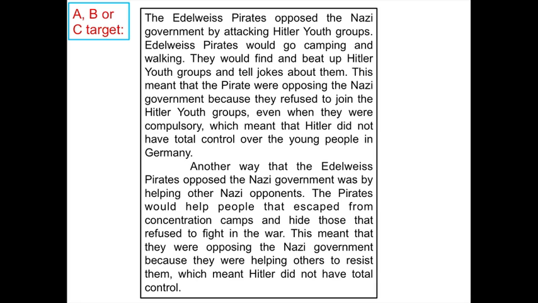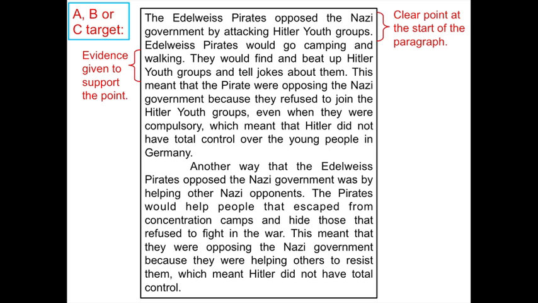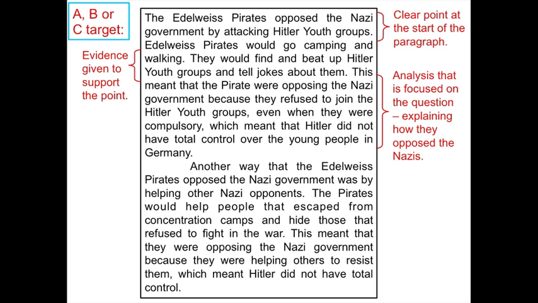The examiner's comments on this answer: they've identified a clear point at the beginning of the paragraph. There's evidence, this person has used their knowledge to describe what the Edelweiss Pirates did. They have then given some analysis. They've explained how the pirates were opposing the Nazis, so it's focused on the question.